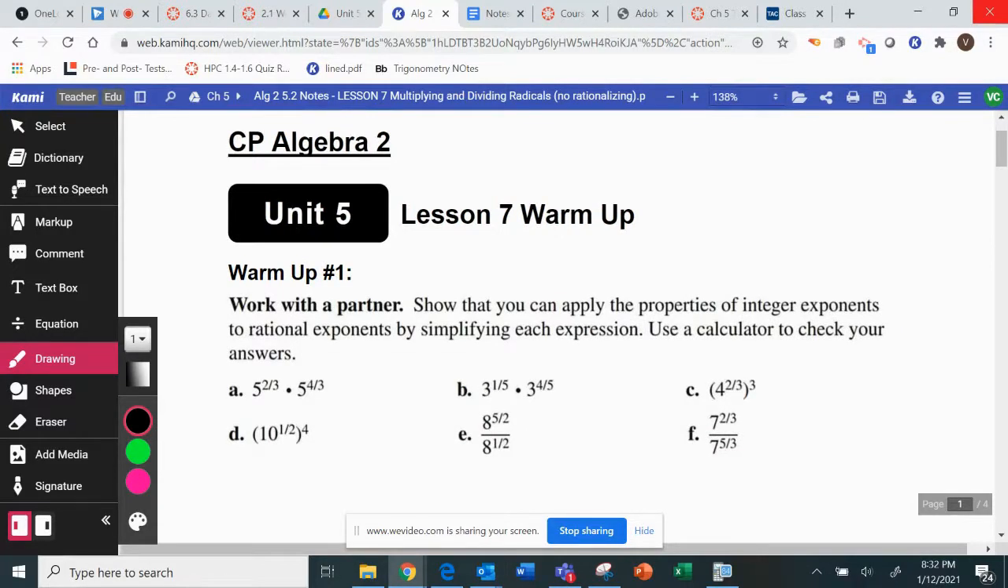The first thing is a warm-up, and it says work with a partner. Some of us are at home. If you have a partner and you're at school, you're more than welcome to use them. This is just a review of the things that we have been learning. So pause your video and try each of these. Then unpause it and check your answers. I will go over these next.